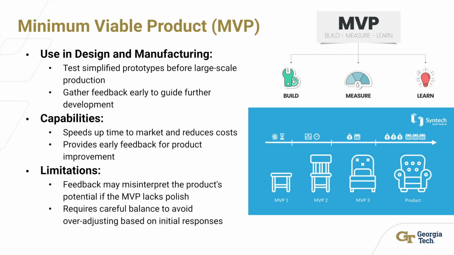The MVP's strength lies in its ability to gather customer feedback early, reducing the risk of costly mistakes. However, its limitations include potential misinterpretation of product value if the MVP lacks polish. Additionally, the feedback loop can sometimes lead to over-adjustment, requiring a careful balance between iteration and vision.